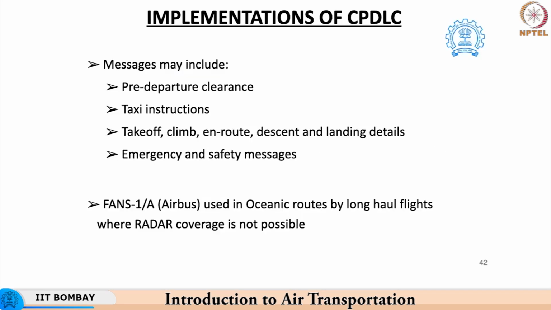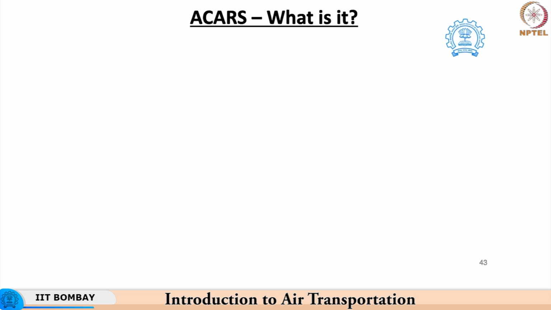One of the examples related to this type of technique is called the FANS-A. This is basically a short form of Future Air Navigation System. This is a particular system that is being implemented on the Airbus and is used comprehensively for many oceanic routes, as well as oceanic bound routes which are long haul and where radar coverage is not possible to carry out the particular CNS operations.